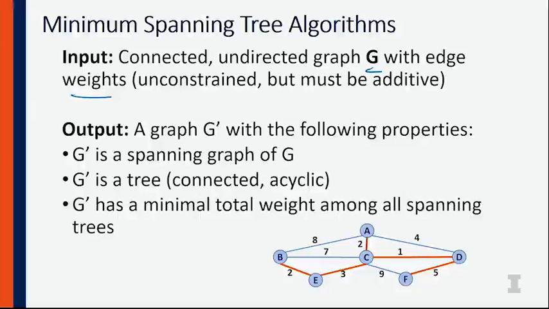So given this graph G with edge weights, we know that we want to create a graph G prime that happens to be a spanning tree of the graph. It needs to be a tree, so it needs to not have a cycle because it needs to visit every node exactly once and not have any of those back edges. And it has a minimal total weight across all of the possible spanning trees.